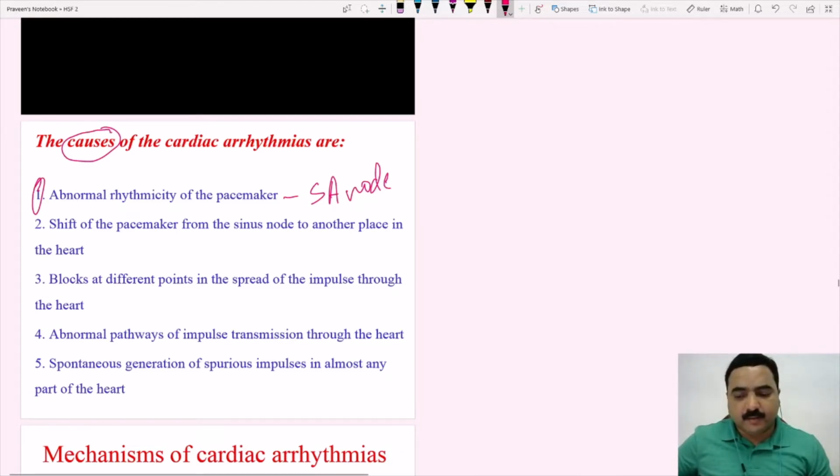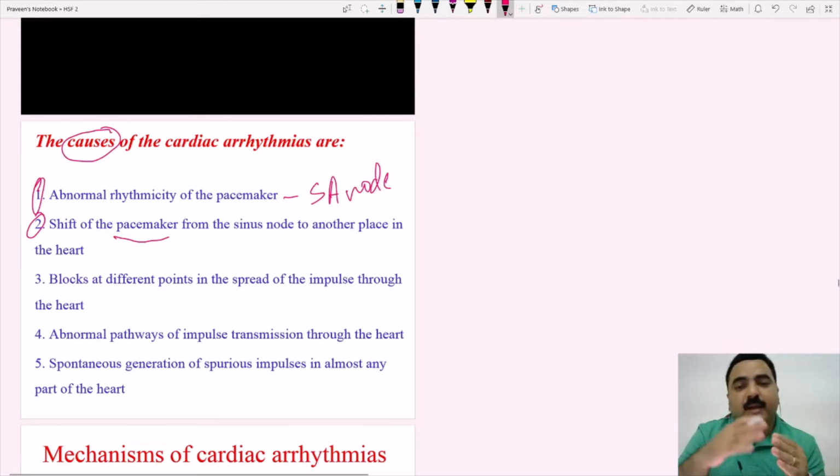Sometimes if a patient has fever, the temperature can change the rhythmicity of the SA node. That is also one of the reasons. Another cause may be the shift of the pacemaker itself, from the SA node to another place in the heart. Mostly if the SA node is not working, the next pacemaker that can pick up is the AV node. Or it can be from the bundle of His, the Purkinje fibers, the ventricular muscles, or any part of the atrial muscles itself.